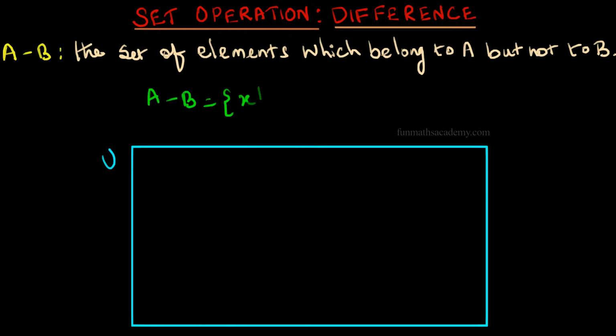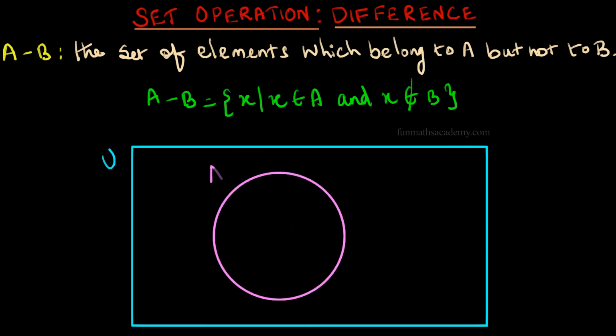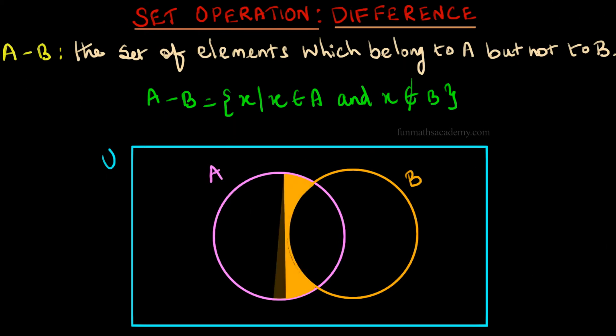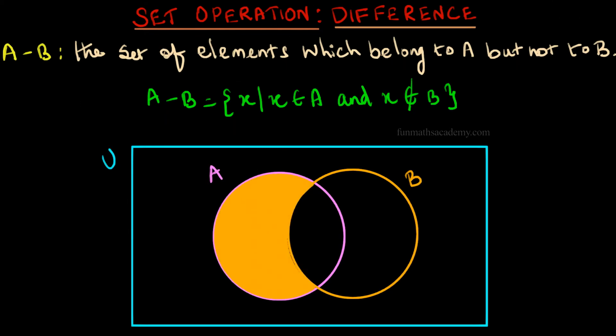In set builder form, it will be represented as the set of all x such that x belongs to A and x does not belong to B. In a Venn diagram, it will be represented like this. This shaded region will be A minus B.